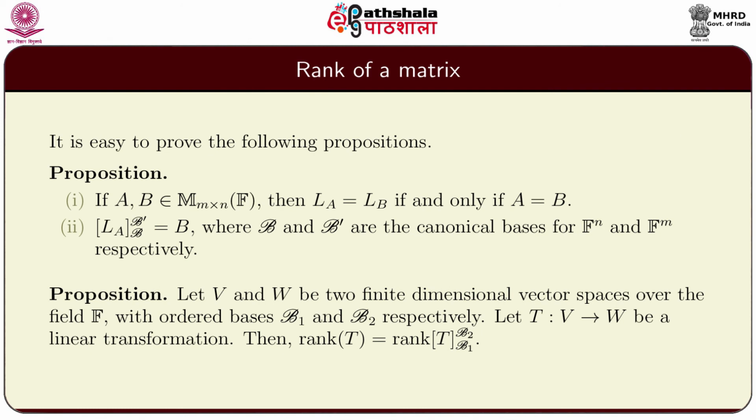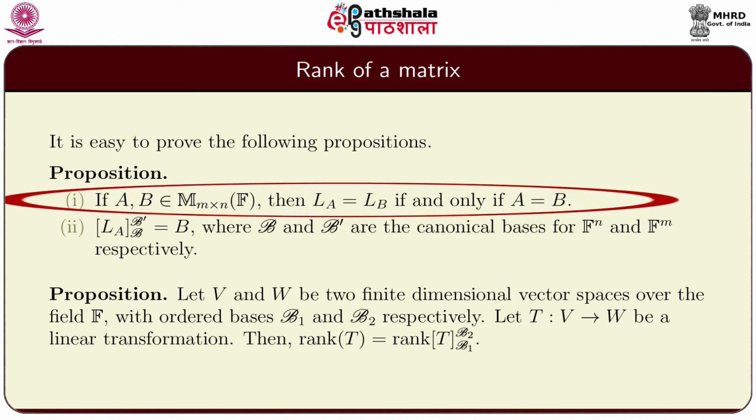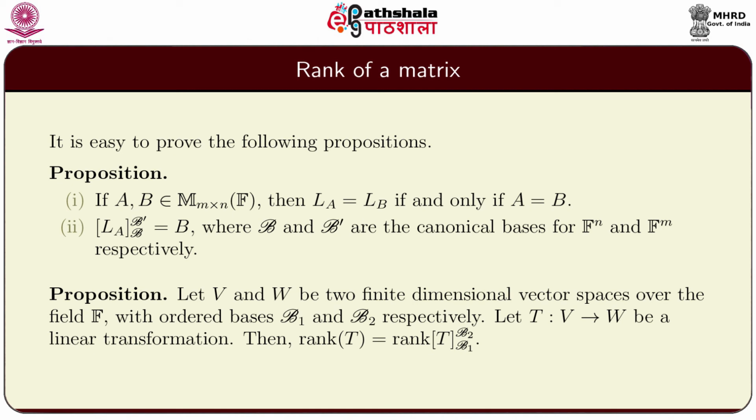So, this is how we define rank of a matrix. Some simple observation: if A and B are two m cross n matrices over a field F, then L_A is equal to L_B if and only if A is equal to B. This follows from the definition of the linear transformation, because L_A of x is Ax and L_B of x is Bx. So, if A is equal to B, then Ax is equal to Bx for all x in F^n, and conversely, if Ax is equal to Bx for all x in F^n, then in particular Ae_i is equal to Be_i for every canonical basis vector e_i, and therefore A must be equal to B.